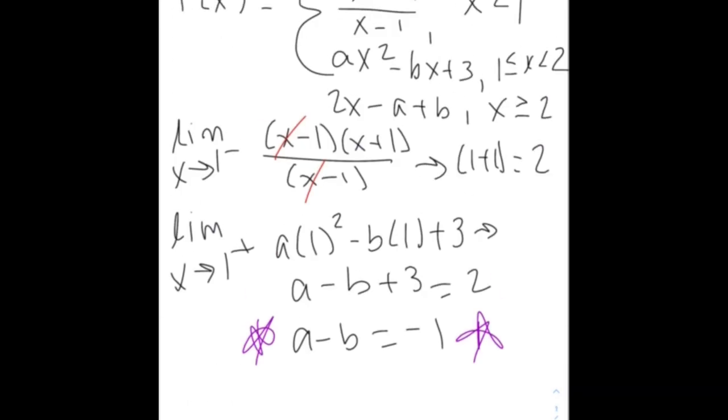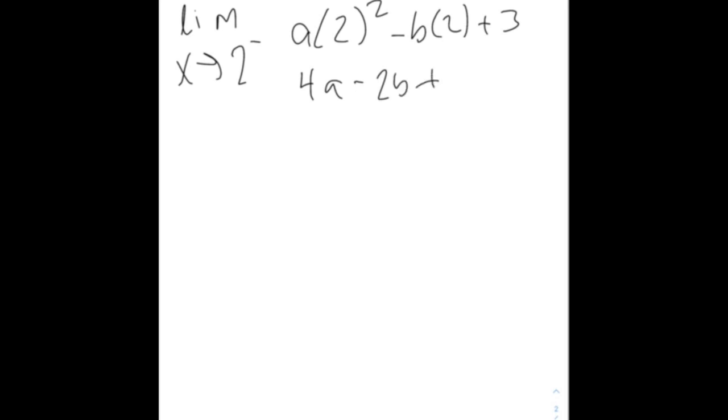So now we're going to do the same thing, but for the limits of x approaching 2 from the left and right. So in this instance, we are going to be using the second equation again. We're going to write it as a times 2 squared minus b times 2 plus 3. 2 squared equals 4. So we're going to have 4a, and then 2 times b, we're going to have minus 2b plus 3.